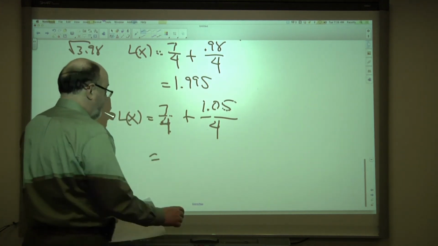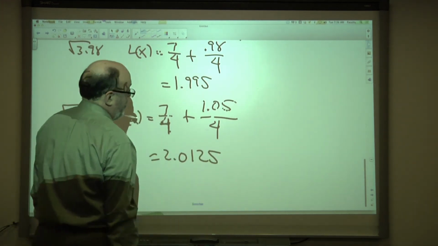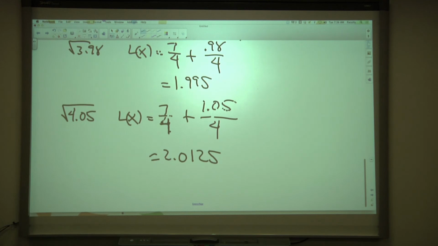And that'll give us a value of 2.0125. And you find out, if you just do on your calculator, square root of 3.98, square root of 4.05, you'll find that those two are pretty much right on the mark. Right? So in terms of linear approximations, back before you had the calculator and you had to figure out these square roots, this was a way of getting a good value as to what they were.